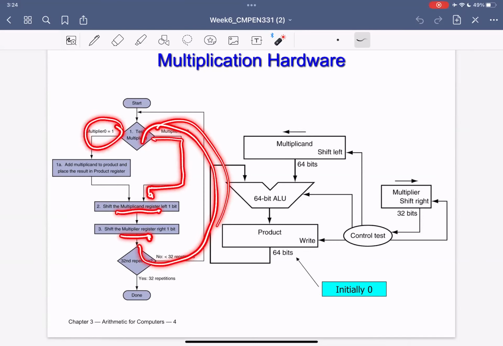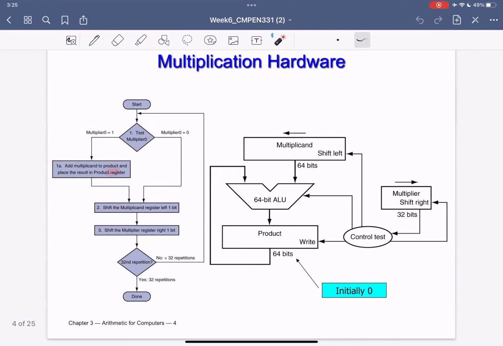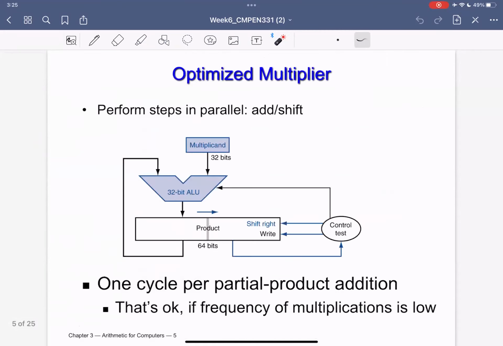If it is 1, then before the shift, I need to add the multiplicand to the previous product, and then do the shift again, and so on and so forth until you finish the steps of the multiplication.